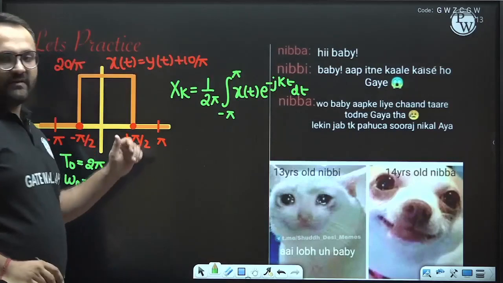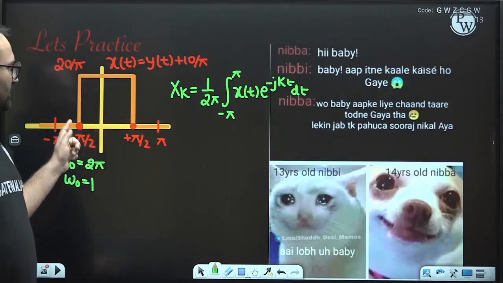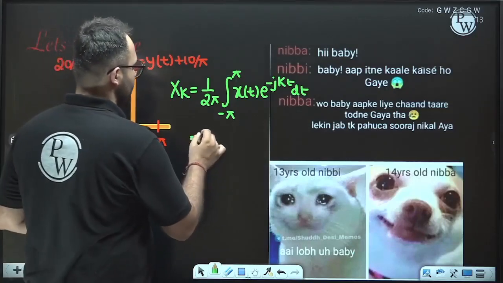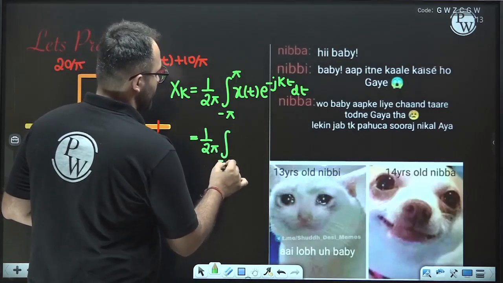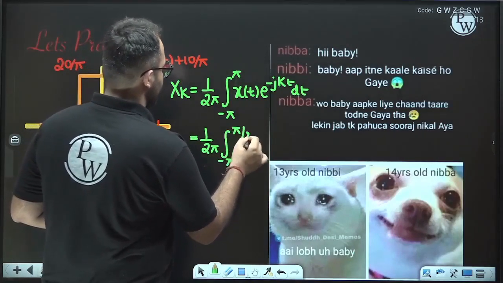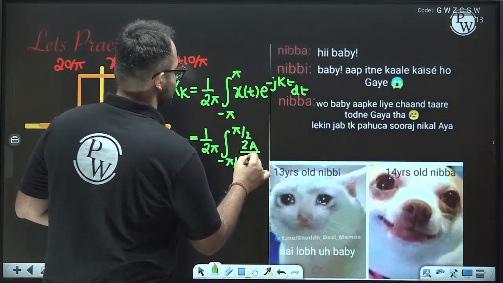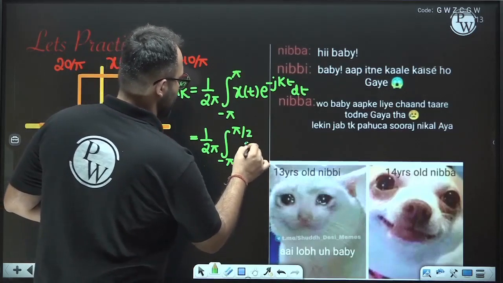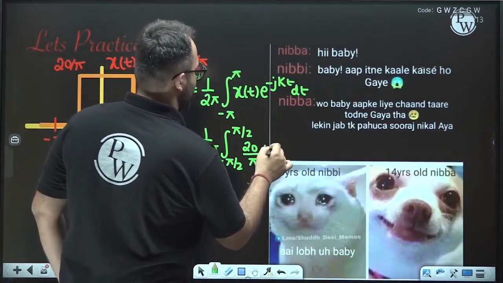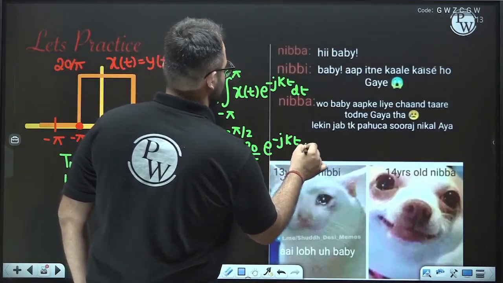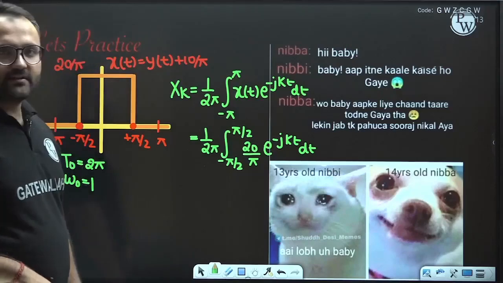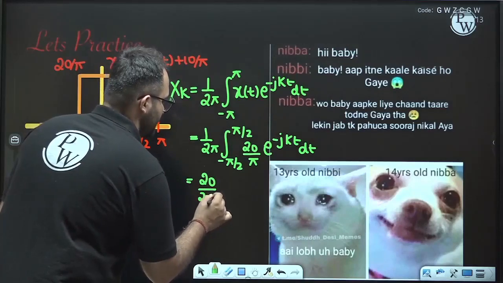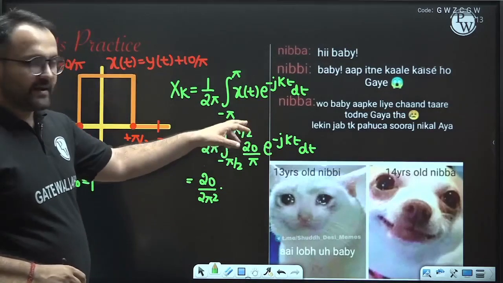Now when we integrate this, we can see that the signal is available only from minus pi by 2 to pi by 2. For the rest of the region it is 0. So we have 20 upon pi, e to the power minus j k t dt. Now we'll integrate this and get the result: 20 upon 2 pi square. We'll integrate this, taking minus jt down.